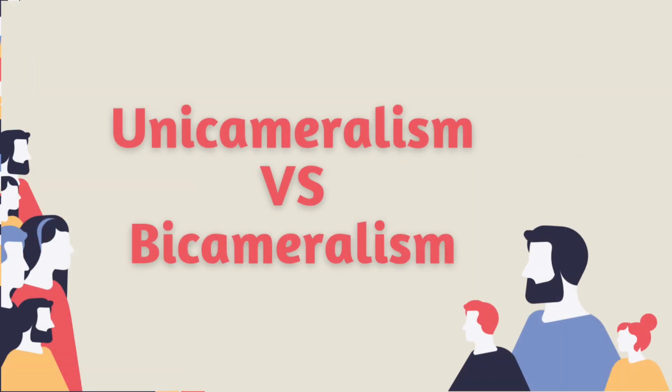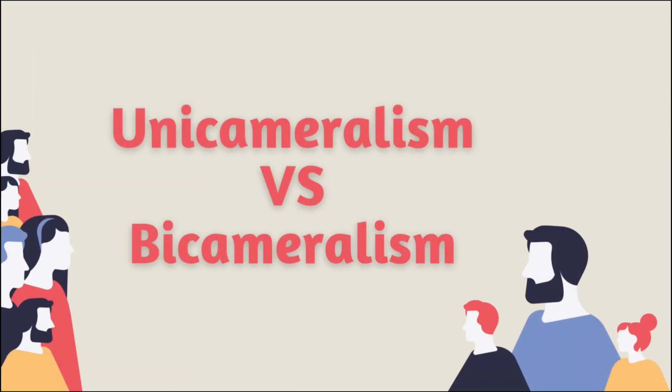So, what is unicameralism? A unicameral assembly has just one chamber or house. This means all lawmakers meet and vote in a single body. How does it work? A proposed law, called a bill, is introduced and debated in a single chamber. If the majority approves it, the bill becomes a law. Since there's only one chamber, decision making is faster because there's no second house to review or delay the process.